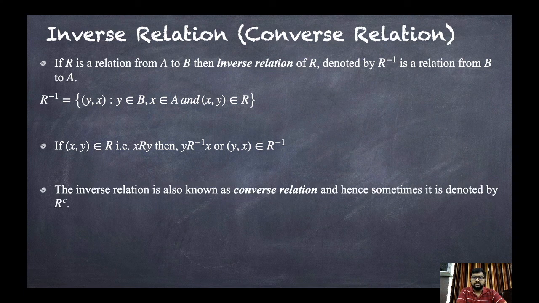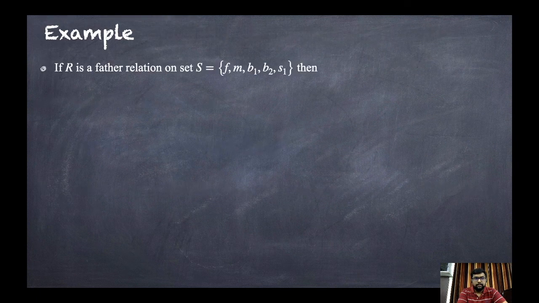The inverse relation is also known as converse relation, and hence sometimes it is denoted by R raised to c, or R converse. For example, if R is a father relation on a given set S equals F, M, B1, B2, S1. F stands for father, M stands for mother, B1 and B2 are two boys, brothers, and S1 is a sister. So we have one family, the set F, M, B1, B2 and S1.